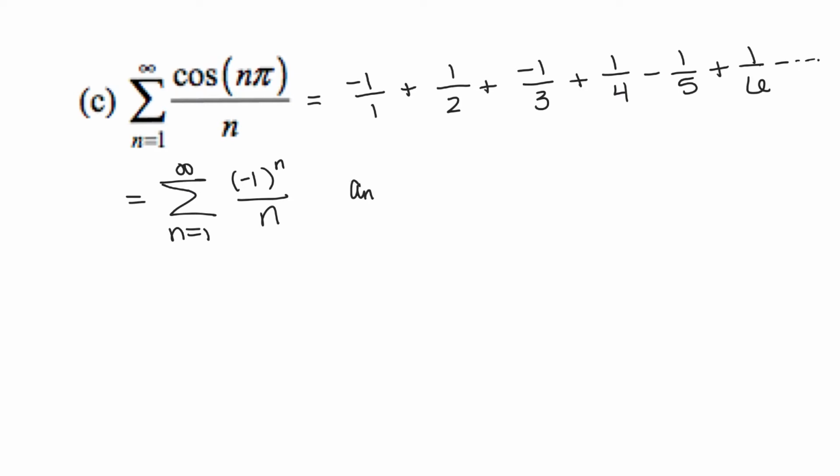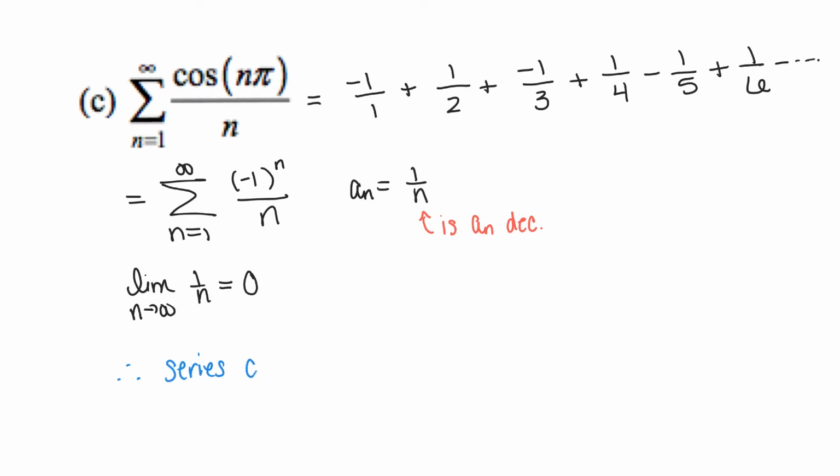So my a sub n is 1 over n. Let's check that limit. The limit as n approaches infinity of 1 over n is indeed 0. And then you need to take a look at a sub n and ask yourself, is a sub n decreasing as n approaches infinity? And it is. Those numbers get smaller and smaller and smaller. So therefore, this is our first series that is going to converge by the alternating series test. So you need to check two things: you need to check the limit, and you need to check that a sub n is decreasing.